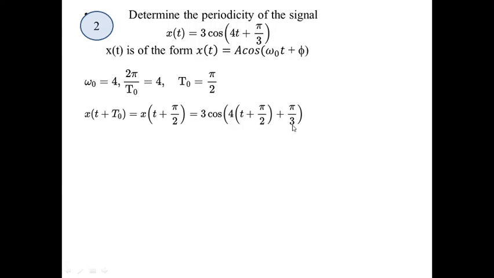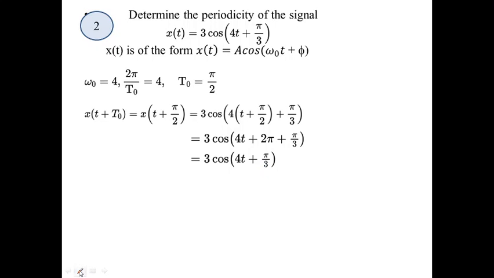So, the next step is, you are simplifying 3 cos of 4t plus 2 pi plus pi by 3, right. So, the hint you can observe here, 4t plus pi by 3 plus 2 pi, which is nothing but 3 cos of 4t plus pi by 3.